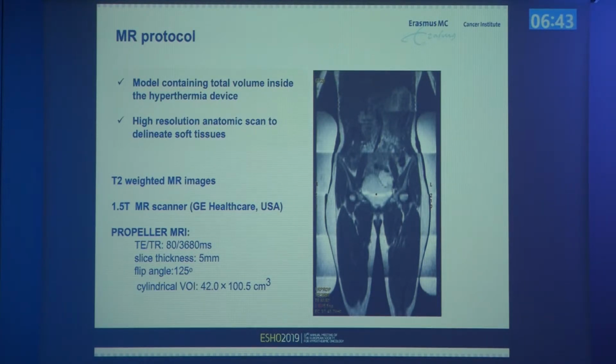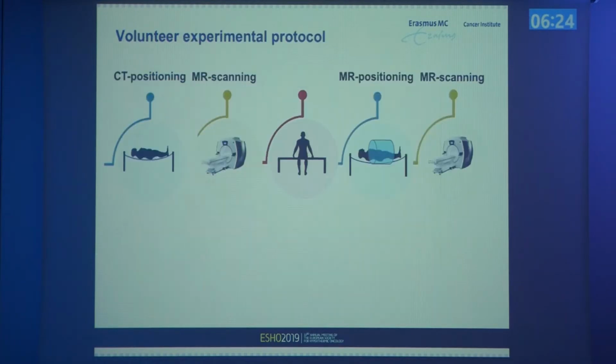This is a commercial version of the commercial PROPELLER MRI sequence that is available in the GE scanner at Erasmus MC. What I wanted to point out here is that you can actually see the water bolus and the contour. We also include a little bit more volume outside to do the planning.